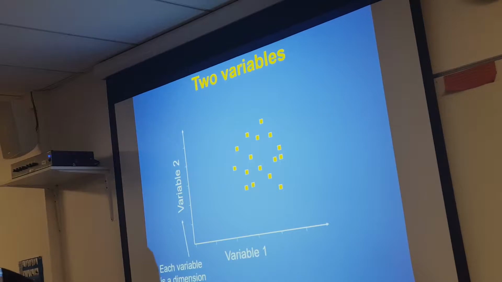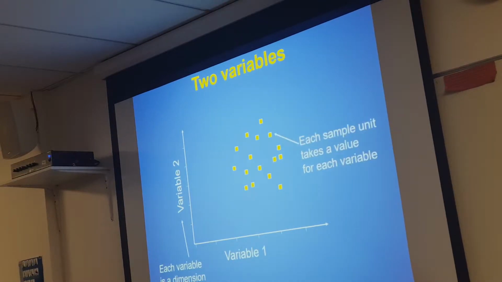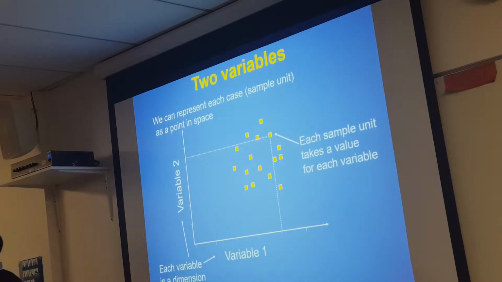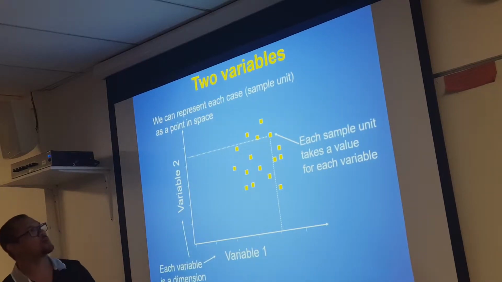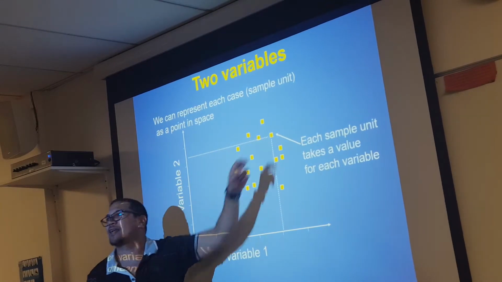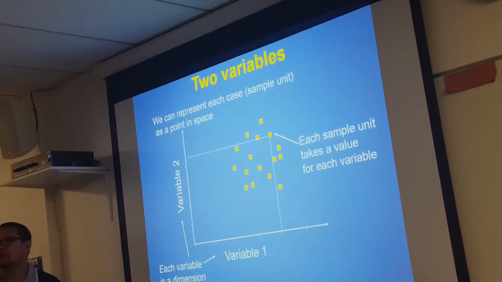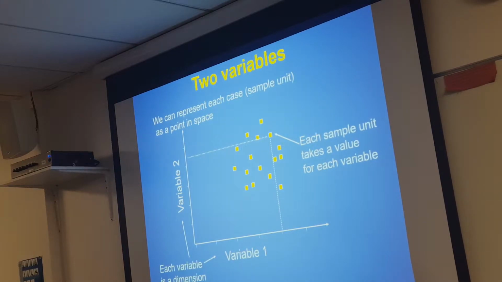So each variable is a dimension, and every sample unit takes a value for every variable. Every particular row in my data matrix is a corresponding data point in my data cloud. So you can represent every sample unit as a single point in your high-dimensional space. It's a very important concept that you have to grasp, but it's not a difficult concept.